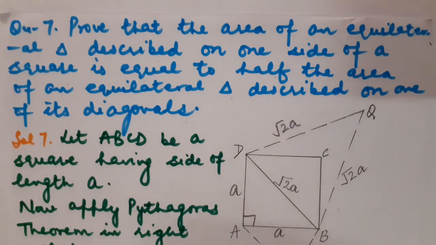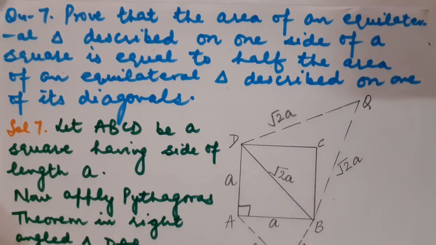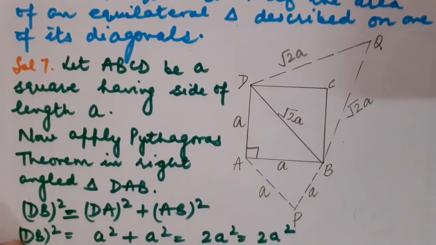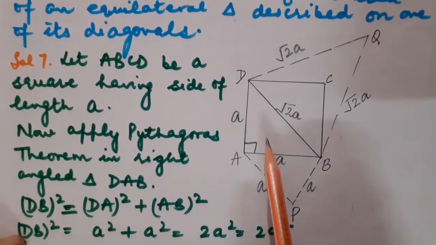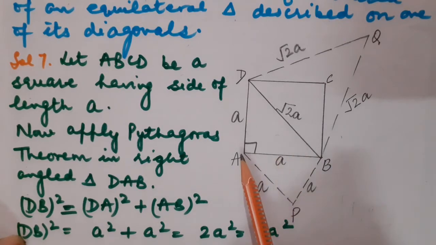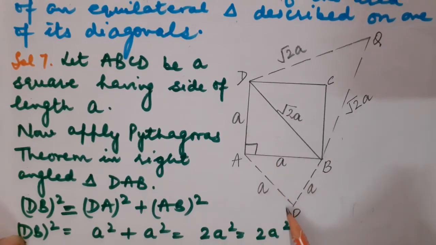So while reading this statement, what have you understood? That first of all, there will be a square. Okay. One equilateral triangle is made using one side of a square. Here you can see that there is a square ABCD. I am going to use its side AB and I am going to form an equilateral triangle that is APB.